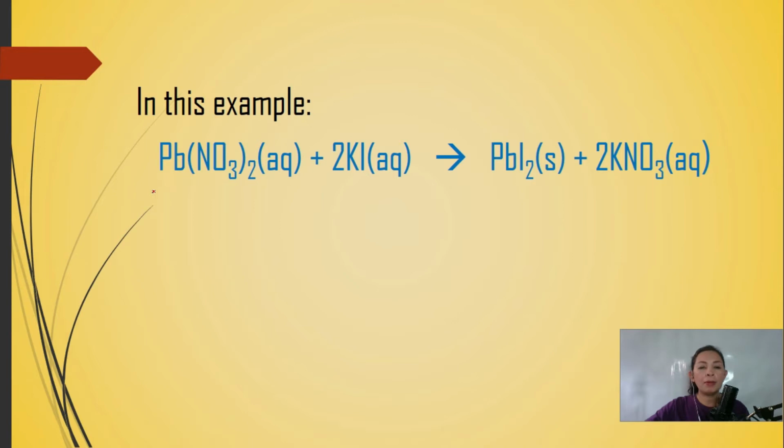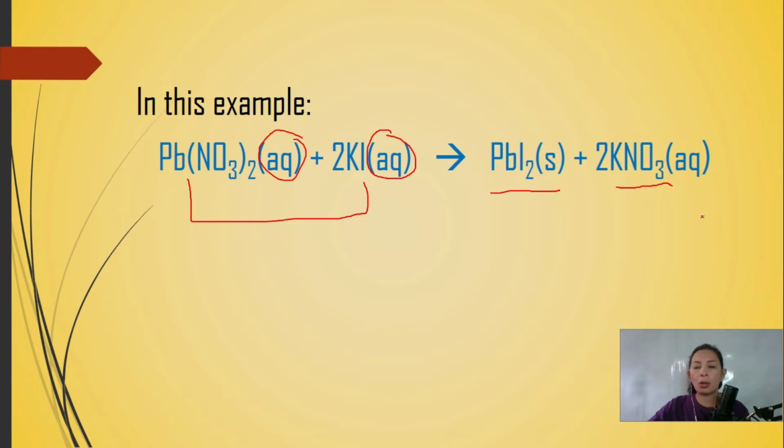Before that, I want you to be reminded that our reactants here are lead(II) nitrate and potassium iodide, and both are soluble in water because of the subscript, or you can check using our solubility rules. So as we combine these two substances, although they are both soluble in water, they will form two substances, and these are lead(II) iodide and potassium nitrate.